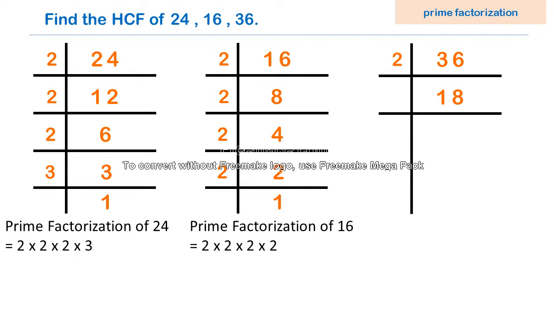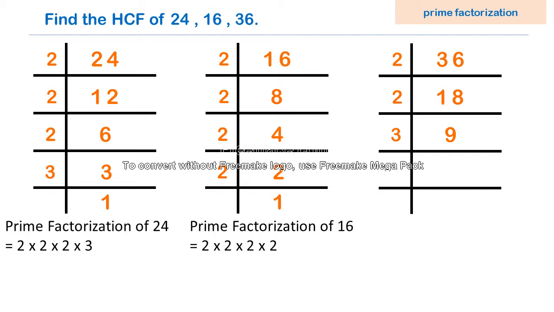Again, 18 is an even number, so we divide 18 by the smallest prime number 2. So write 2 to the left of 18 and divide. We get 9. So write 9 below the 18. But 9 is an odd number, so we divide 9 by the next odd prime number 3. So write 3 to the left of 9 and divide.